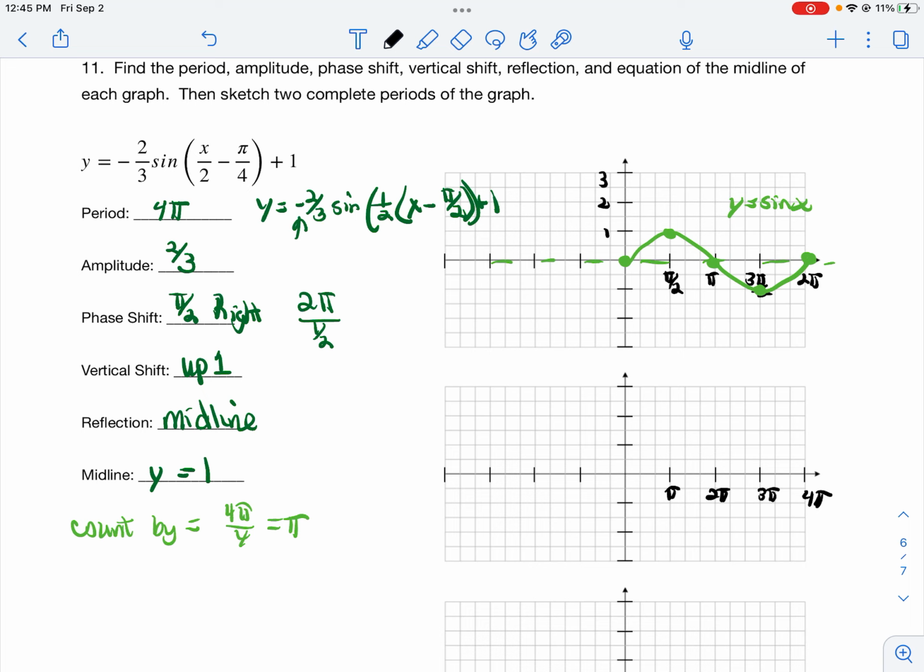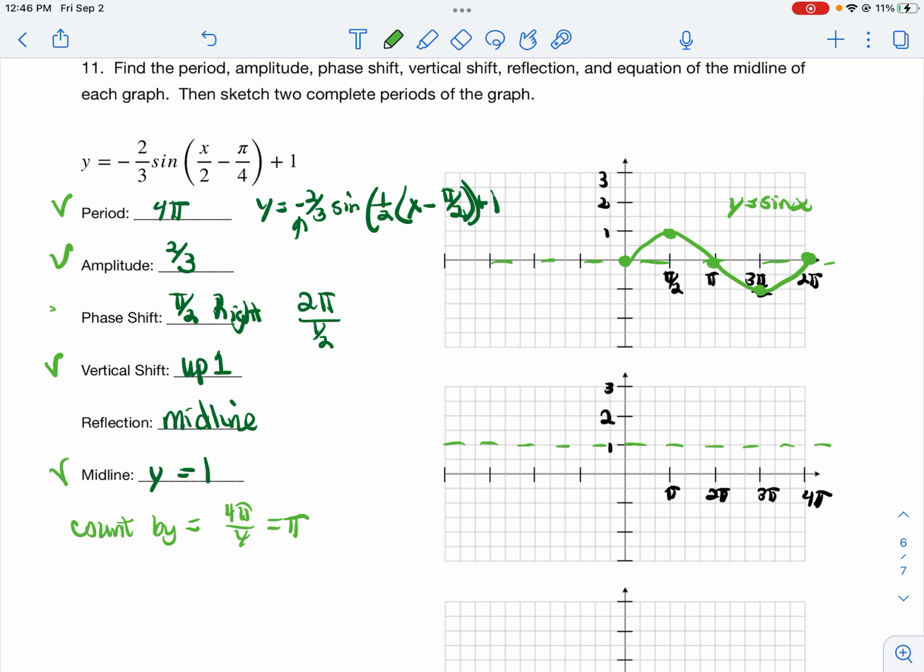Okay, I have an amplitude of 2/3, but I have a midline shift of 1, so I'm going to just count by 1. Okay, so first thing I want to do is I'm going to sketch my vertical shift up 1 by moving my midline up 1. Okay, then I've already dealt with the period by labeling those tick marks. So now I'm going to deal with my amplitude.